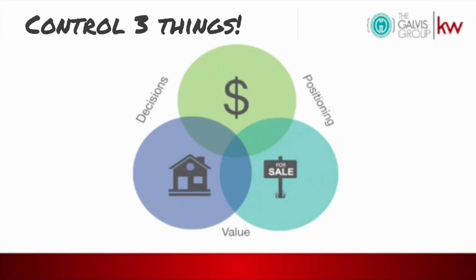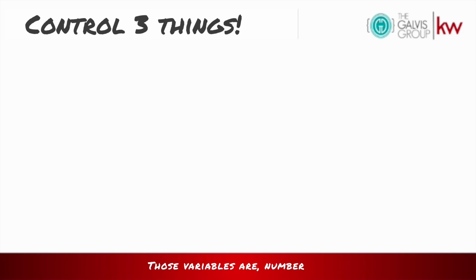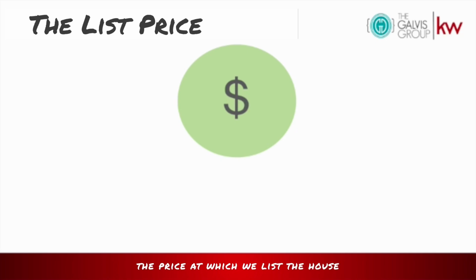When selling a home, there are a lot of variables that are outside of our control, and only three that relate directly to the home that we can influence. And when we control these variables just right and bring them into balance, we're able to hit that sweet spot, which is ultimately finding you the buyer that's going to pay you the most money for your home, give you the best terms and timeline, and be the most certain buyer to close the transaction once you actually go under contract. Those variables are number one, the price at which we list the house.